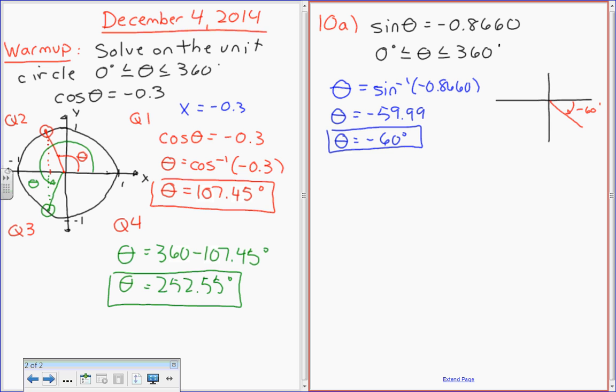This equation says this angle has to be between 0 and 360. Can someone be brave and tell me how to make that negative 60 a positive angle? Jake, go ahead. 180 minus negative 60. That'll work, okay. So if I do theta equals 180 minus negative 60, you should get 240. And that is correct, because you're using sine.